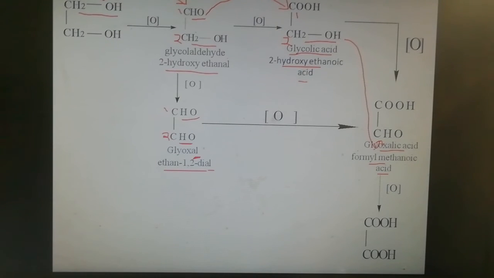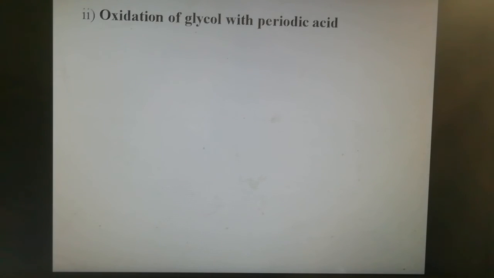Oxalic acid, with two COOH groups. IUPAC name for oxalic acid: carbon number 1, carbon number 2. Ethane 1,2-dioic acid is the IUPAC name for oxalic acid. Then another oxidation reaction.